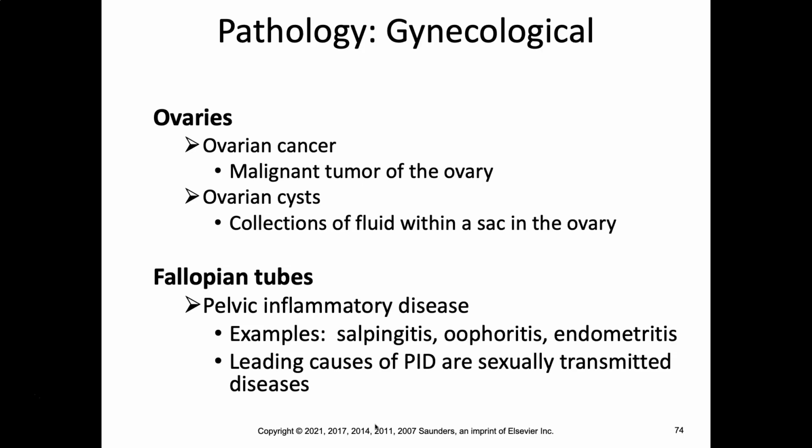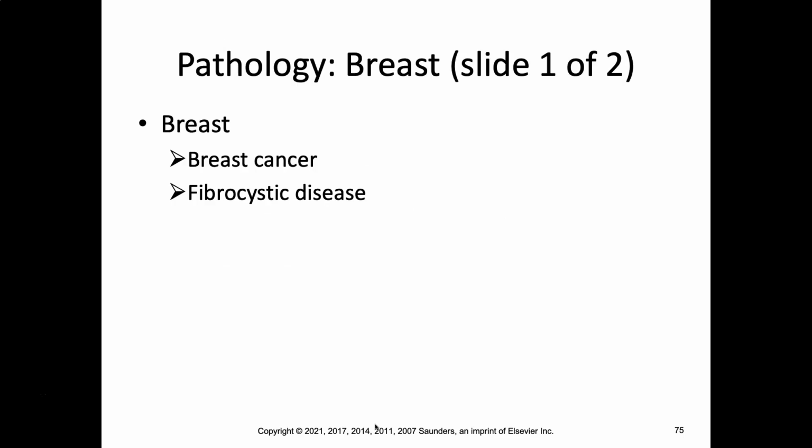Fallopian tubes, you can have pelvic inflammatory disease, and there's several types of that, how that plays itself out. And the leading causes of pelvic inflammatory disease are sexually transmitted infections. With the breast, you can have breast cancer or fibrocystic disease. If you've ever heard of someone who has fibrocystic breasts, that's just a type of breast disease. It's not cancerous, it's just something that they need to be aware of and have mammograms accordingly.